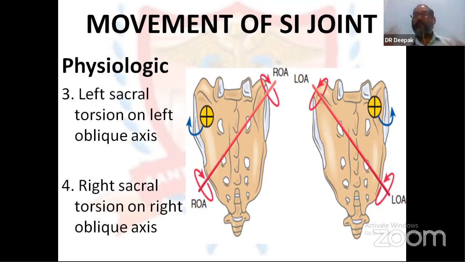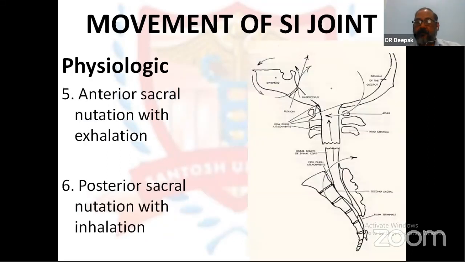This is the normal physiological movement of the SI joint. Then come to the next physiological movements: fifth, anterior sacral nutation with exhalation, and sixth, posterior sacral nutation with inhalation. That means when we exhale, there is anterior sacral nutation, the sacrum going in the anterior direction, and in inhalation, the sacrum is going in the posterior direction. These are all physiological movements, right?